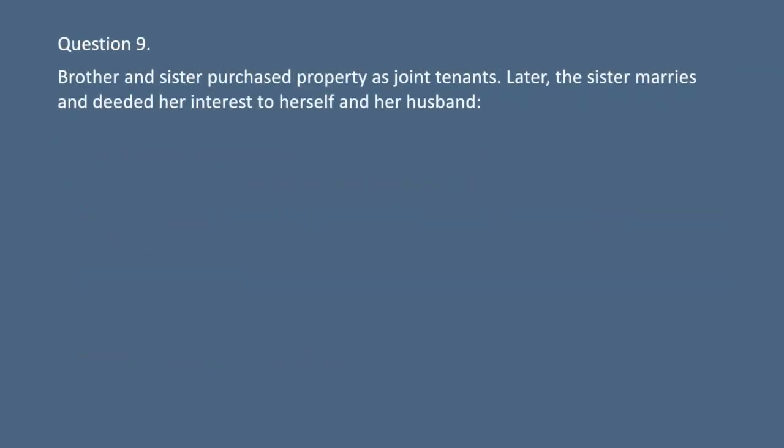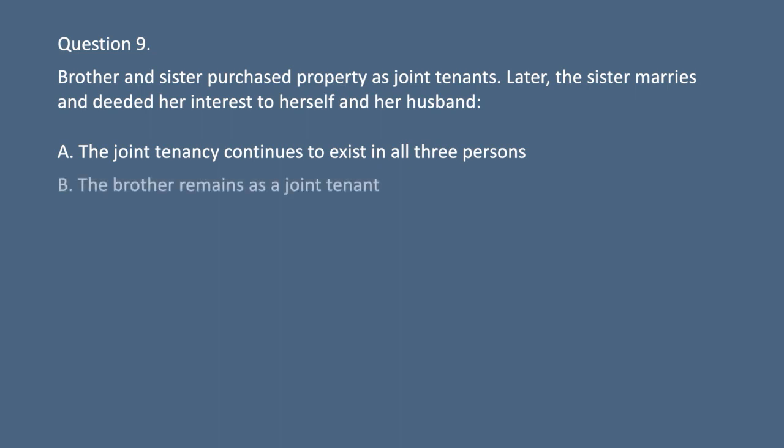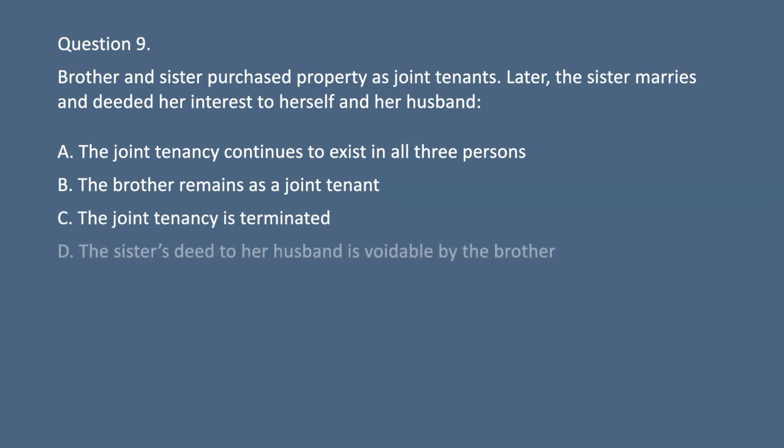Question 9. Brother and sister purchase property as joint tenants. Later, the sister marries and deeds her interest to herself and her husband. A. The joint tenancy continues to exist in all three persons. B. The brother remains as a joint tenant. C. The joint tenancy is terminated. D. The sister's deed to her husband is voidable by the brother.